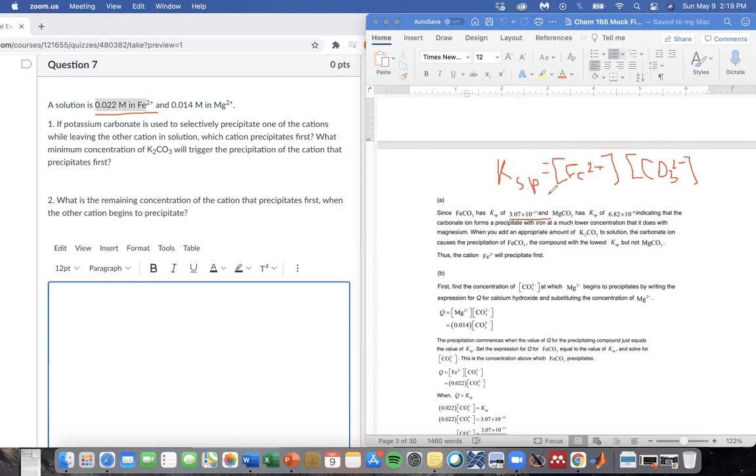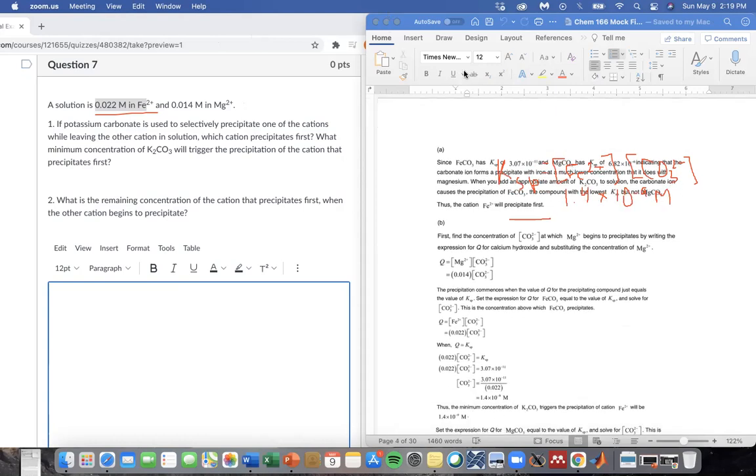When you do the calculation here, you just divide your KSP by that concentration of iron. That should give you 1.4 times 10 to the negative 9th molar. So that's how much carbonate would have to be added before the iron carbonate starts precipitating out. Now it's asking you, once the MgCO3 starts to precipitate out, how much iron is going to be left in the solution?